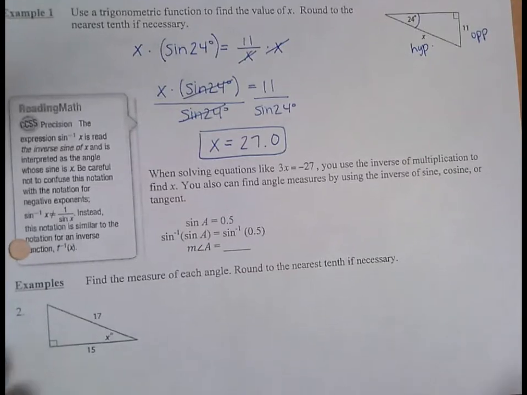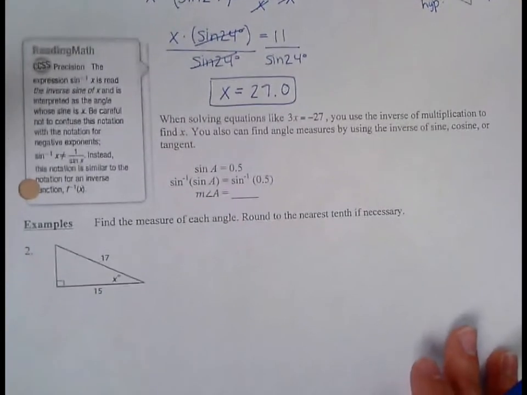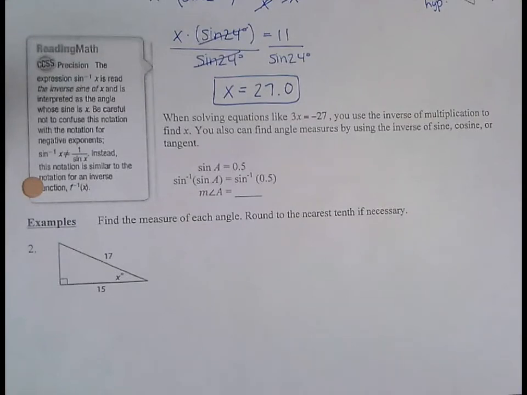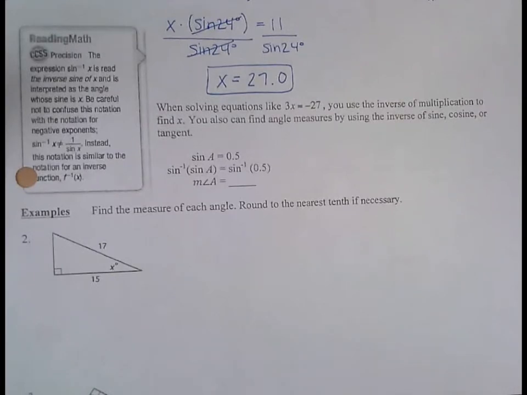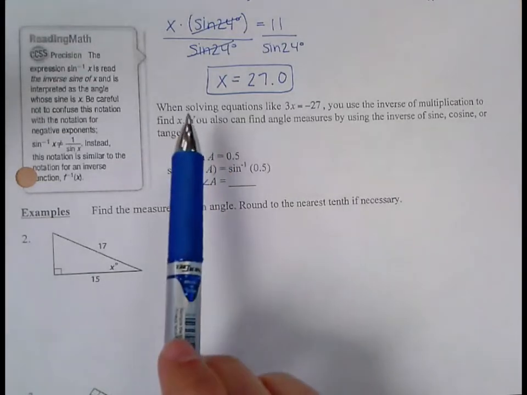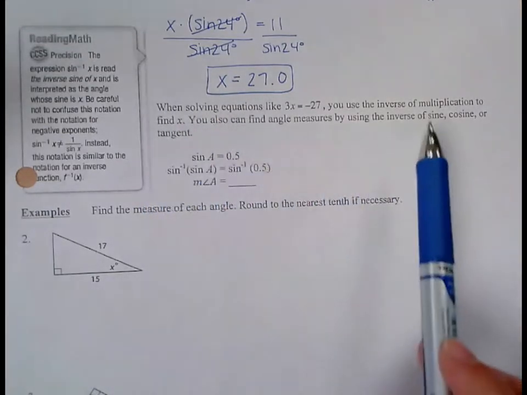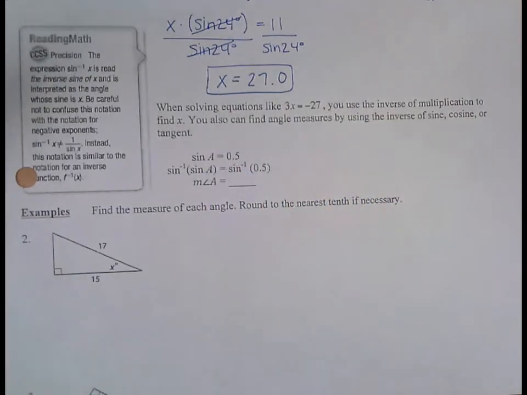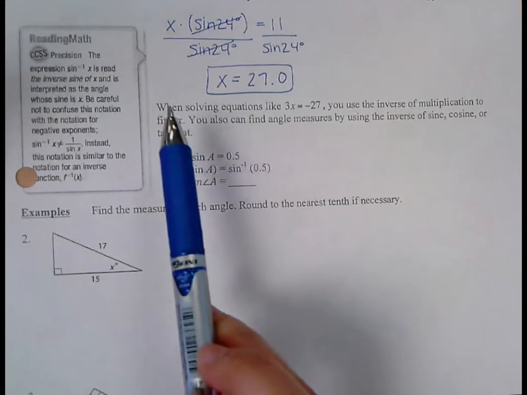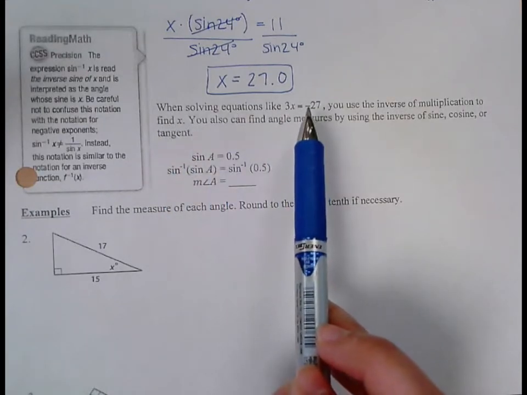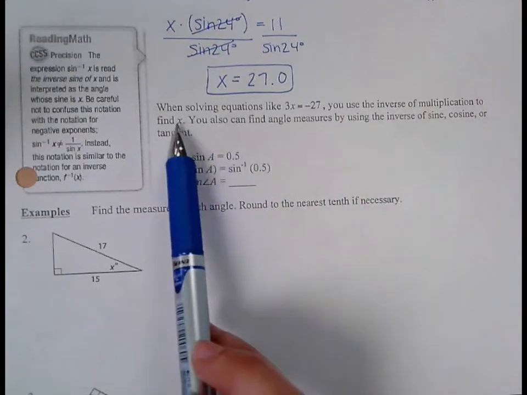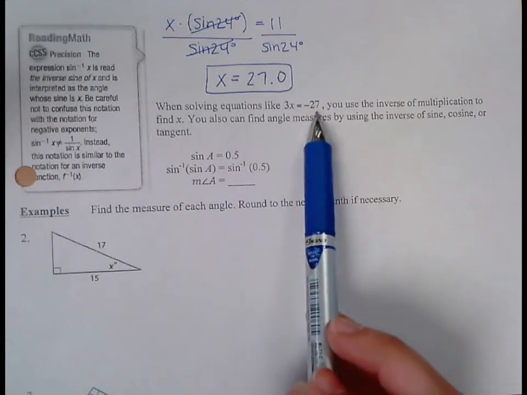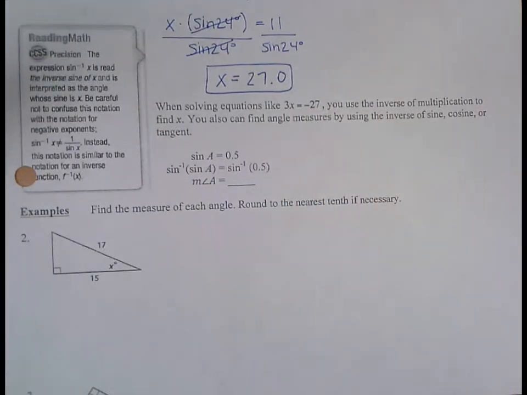All right. Then the next set of examples we're going to go through are finding angle measures using trig functions. And from what I know, this is probably also some review. This is where you would use inverse trig functions. I have a way for you to relate back to something you already know, why we have inverse trig functions. When you're solving an equation like 3x equals negative 27, you're using the inverse of multiplication, which is division, to find x. So when you divide by 3, you are using the inverse process of multiplication.